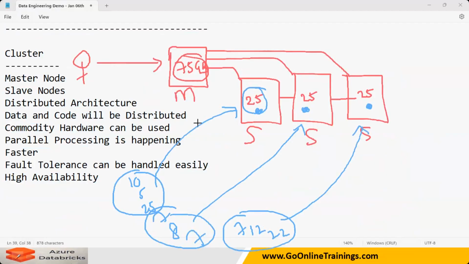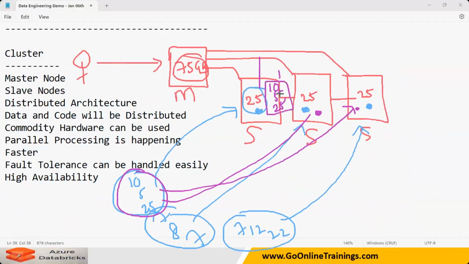The second copy, what it does, it will also take and keep in some other place. For example, the second copy of the same data may be maintained here. Again, the third copy may be maintained here. So that means you will have one copy here. What is the one copy? First copy: 10, 5, 25. This is one copy of data that is going to be maintained. Second copy: same data, again 10, again 5, again 25. It is going to maintain the second copy here. And the third copy: same 10, same 5, same 25. It is going to maintain three copies of data.